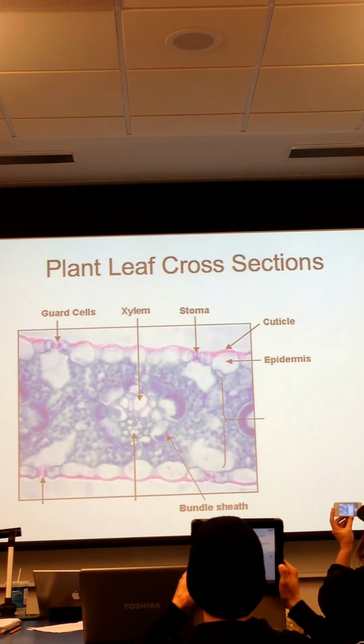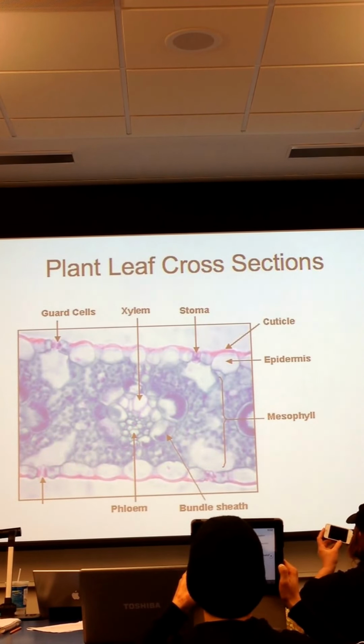Then we have this big, thick middle section. That's your mesophyll, the interior of the leaf. Then right in here, what vascular tissue is this? Phloem. Smaller phloem.